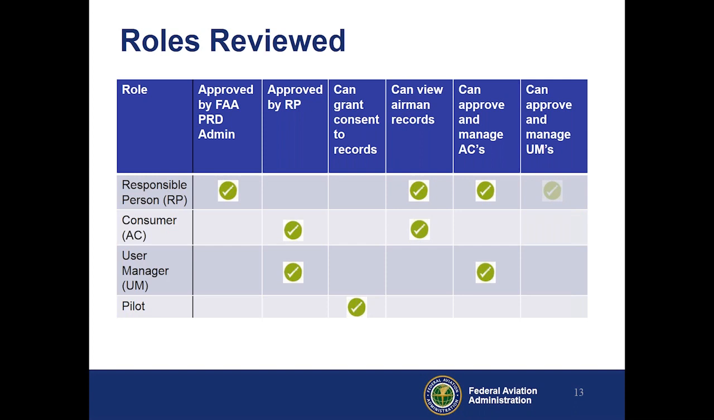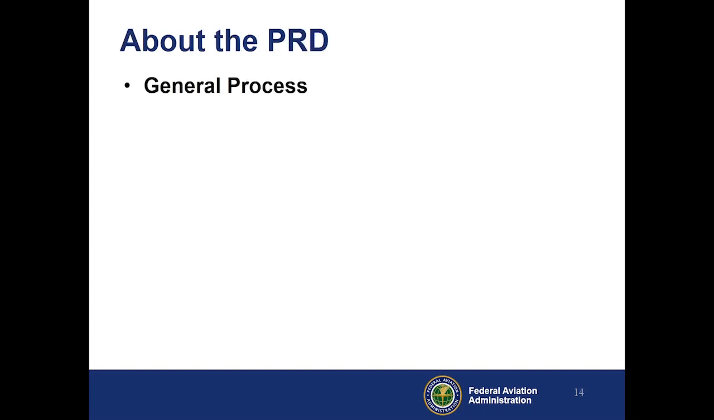And then the last question, who can approve and manage other user managers? Well, that's going to be the responsible person. You see they have a lot of things that they can control in the system. And then also user managers can approve other user managers. So that's the table that rephrases what we said in the text format. I hope that's helpful and gives you a little explanation of the different user roles.